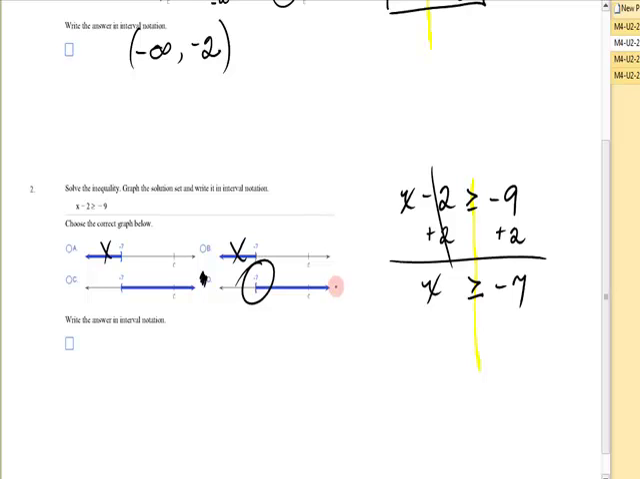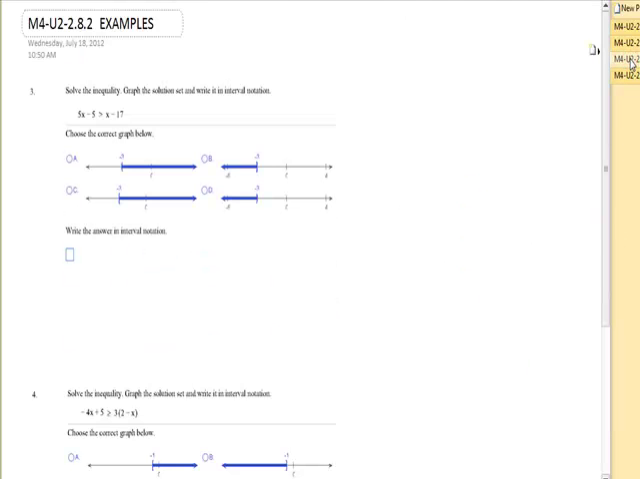Interval notation. Well, where is this headed? It's headed toward positive infinity. So from left to right, it's negative 7 to infinity, parentheses always on the infinity, in this case a bracket at negative 7 because of the equal. Let's look at some more.